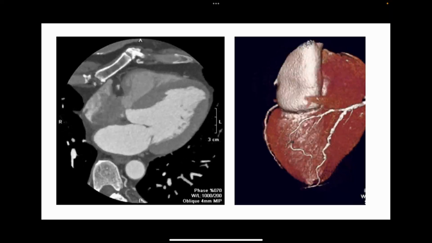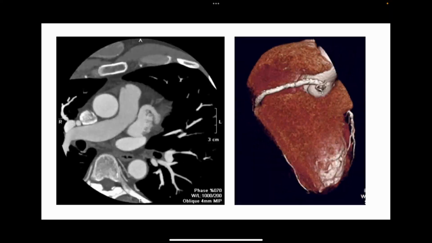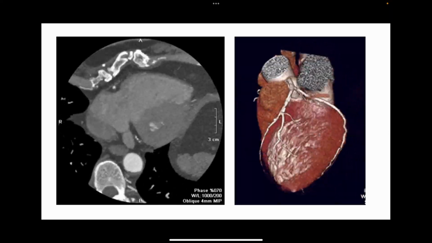This is what it shows you when it's done, again, looking at the heart and all the vessels. I don't know why it's going so fast, but you get the idea. That's what a CTA shows.